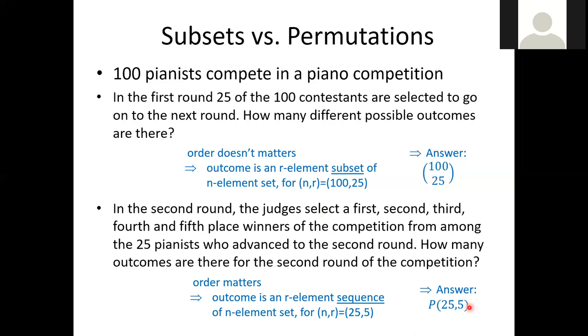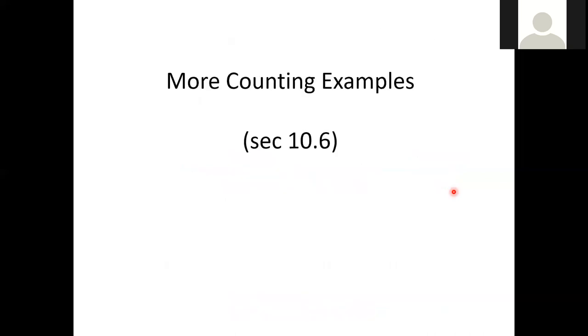And if you compute it, this is 25 factorial over 20 factorial. And we have a formula for that. Okay, so let's do more of such examples.